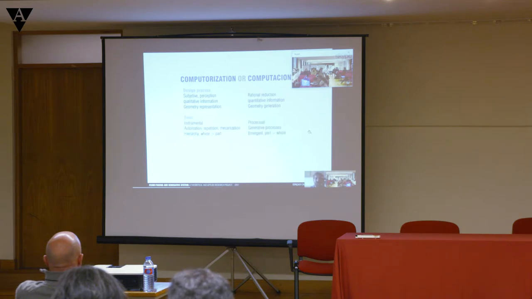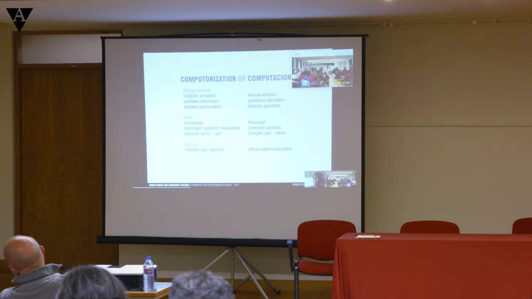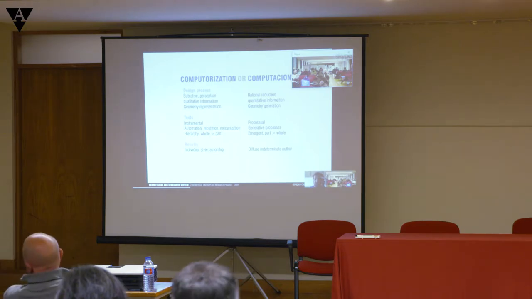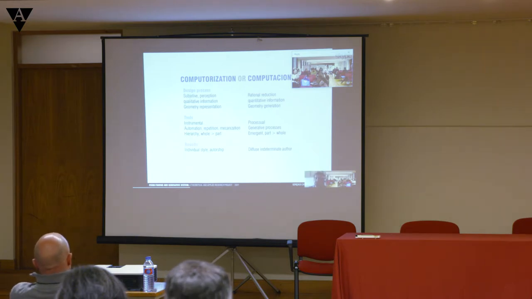Also the tools: in computerization, the computer could be used as a hammer in a way, so it's more instrumental. It works more with automation, repetition, mechanization. In a way, it goes from the whole to the part. And the computation is more related with the process, the generative processes, and works more from the part to the whole. So also the results of computerization, in a way, are more related with the classical individual style of authorship. And in computation, as the computer is also a part of the author, there is an indetermination in seeing the authorship.